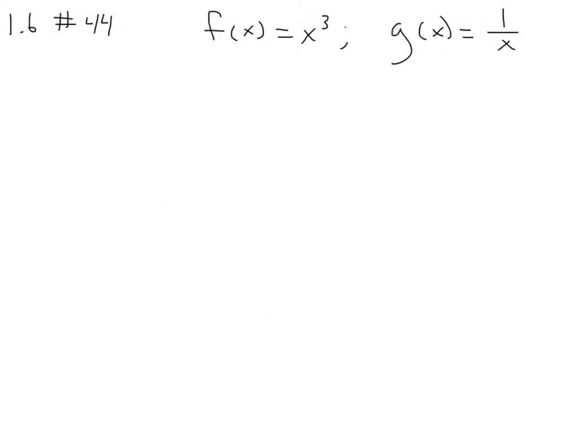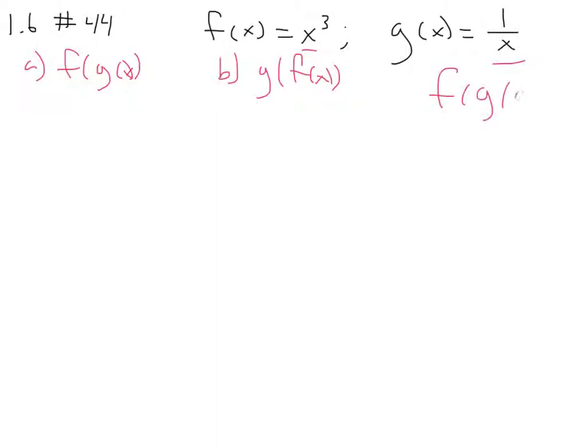Section 1.6, number 44. We're given two functions, f of x and g of x. F of x is x cubed in this case. G of x is 1 over x. And we are asked to find the compositions f of g of x, g of f of x, and we're asked to find, if possible, f of g of 0.